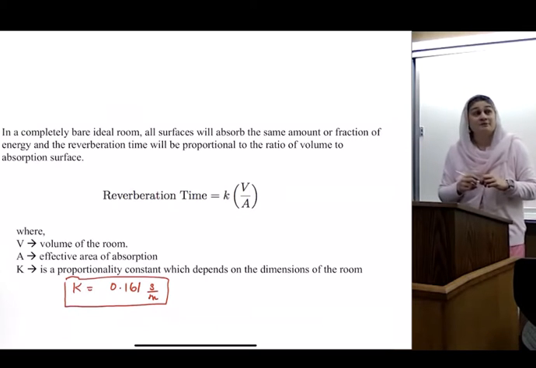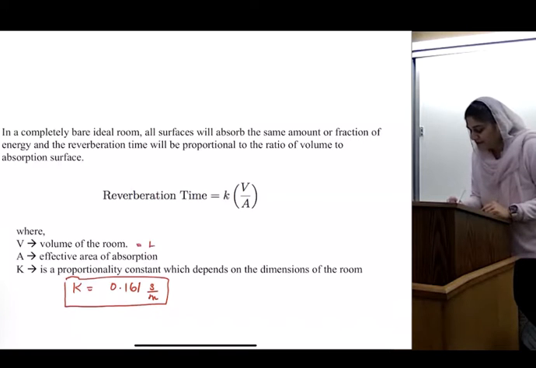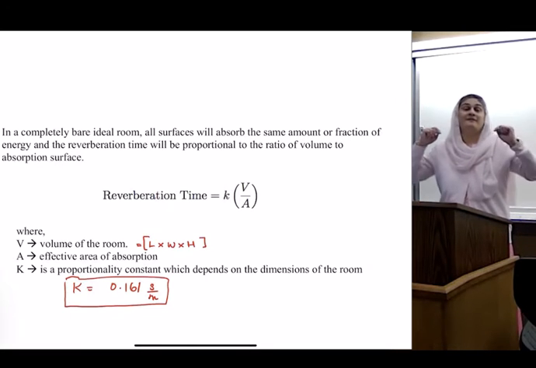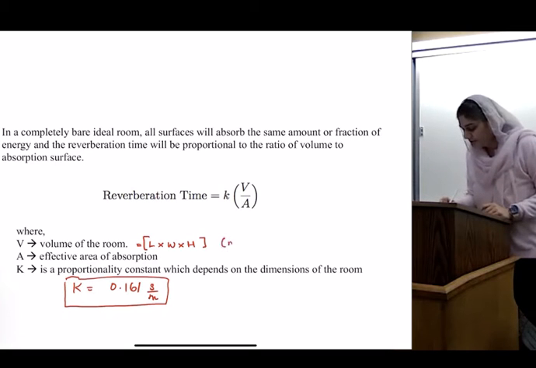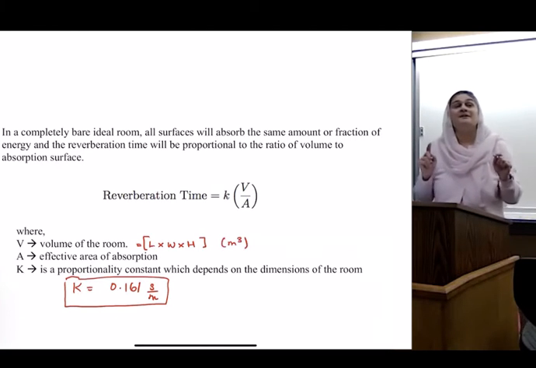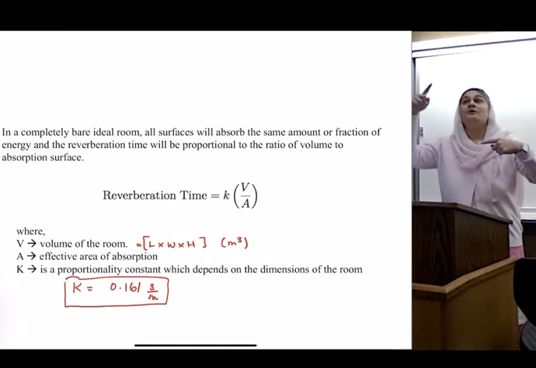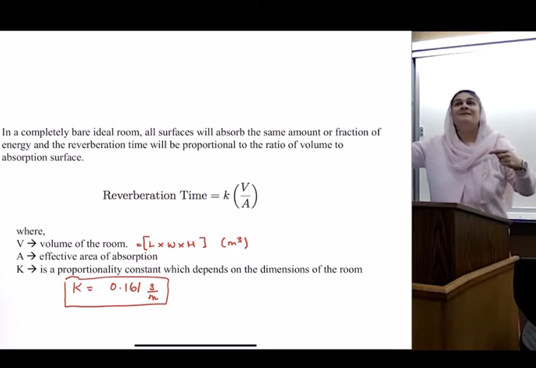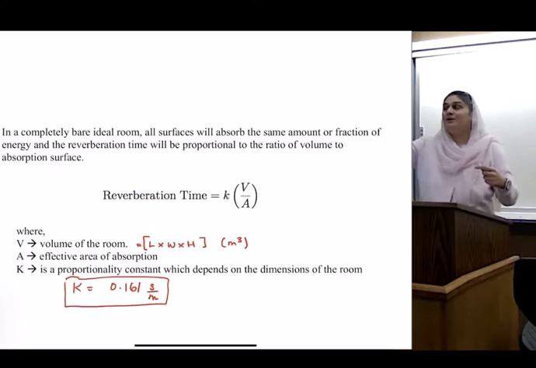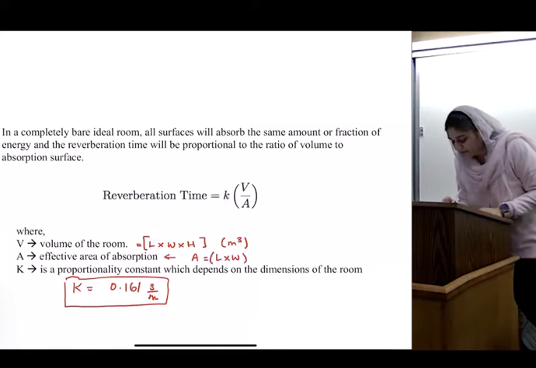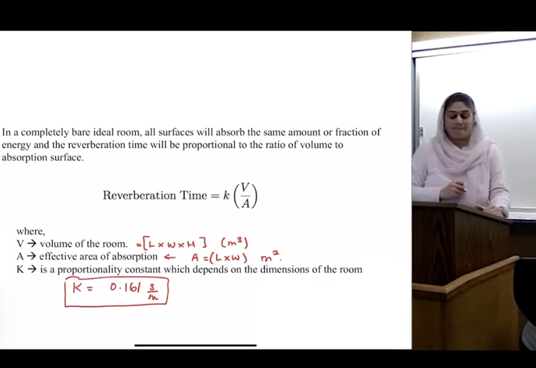And V is the volume of the room, which means its length times its width times its height. So if the length, width, and height of a room are given, find the volume. It will be given in meters cubed. And then A is the effective area of absorption. For example, the walls could be absorbing, or there could be windows in the room. So find the area for the window, find the area for the wall, and that will be the effective area of absorption. Area will be length times width, given in meters squared.